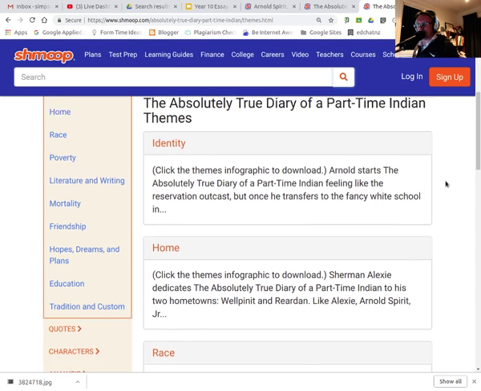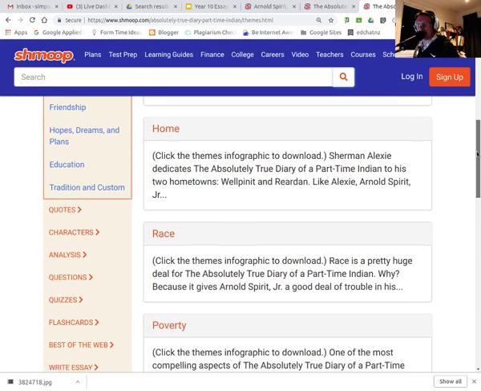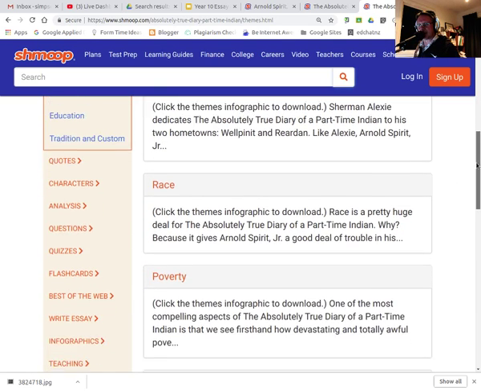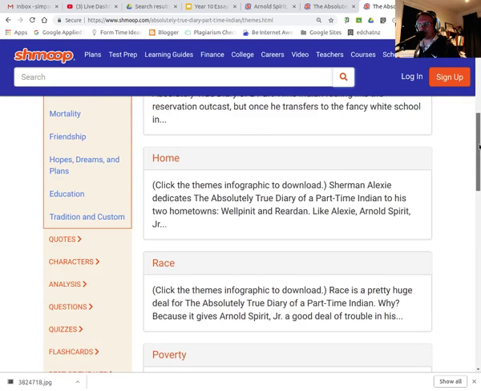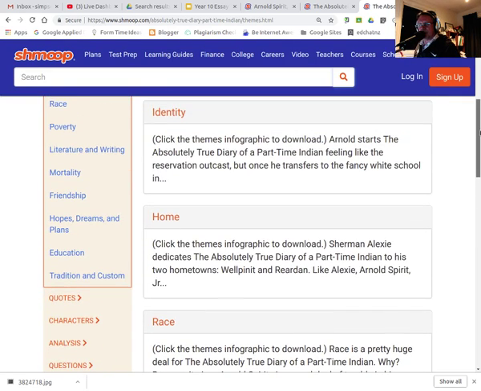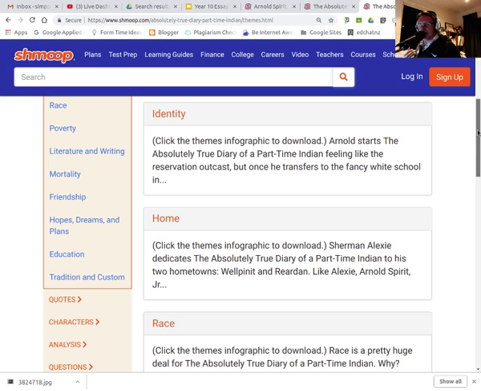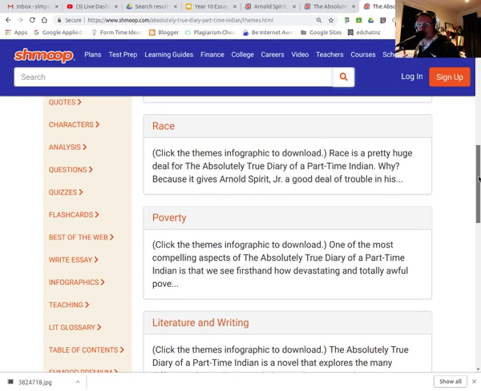And it's where you look as if you've really engaged with the book and the novel, if you can talk about one of these themes. For me, some of the predominant themes are this idea of race. It's a pretty huge deal in The Absolutely True Diary of a Part-Time Indian, because Arnold is a guy who is moving between these two races in the novel, and that affects a lot of what happens.